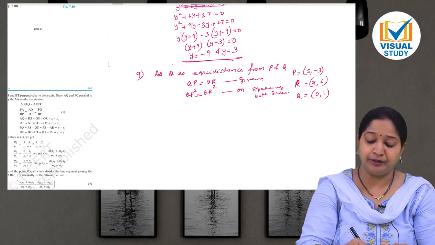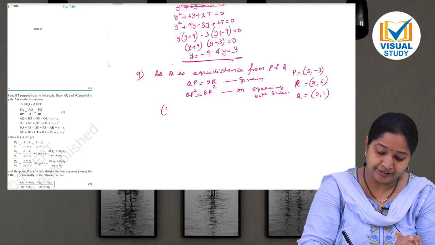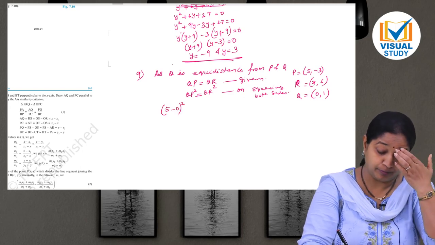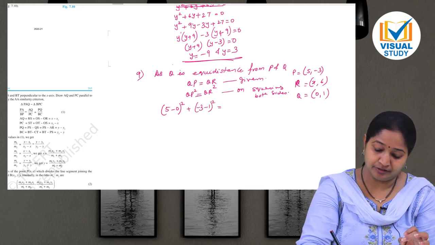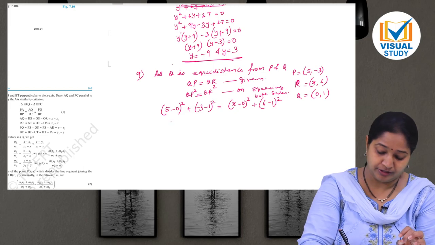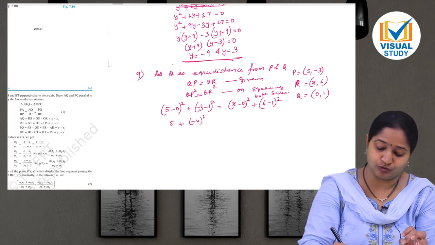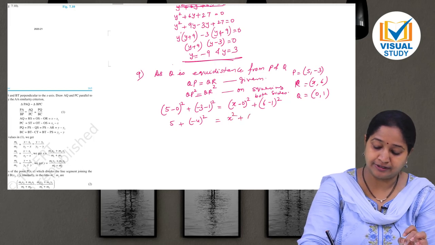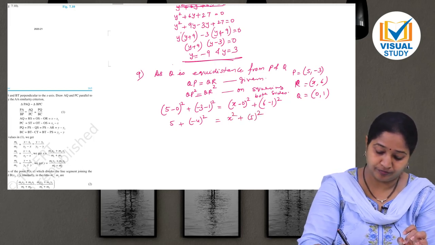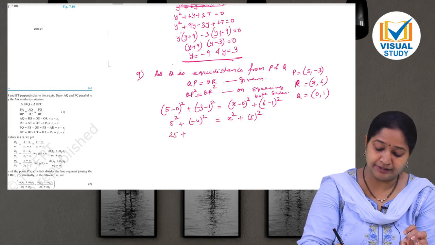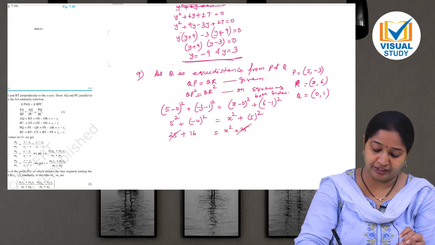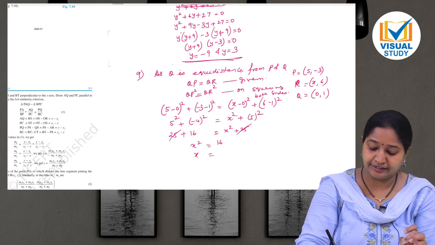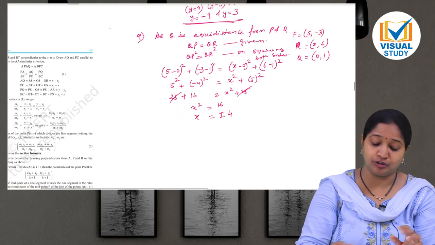Chalo, start doing it. QP. I'll write it: (5 - 0) whole square plus (-3 - 1) whole square is equal to QR: (x - 0) whole square plus (6 - 1) whole square. That is 5 square plus (-4) square is equal to x square plus 5 square. What you get is 25 plus 4 square is 16, that is x square plus 25. I'll directly cancel 25. I get x square equal to 16 and x is equal to plus or minus 4.